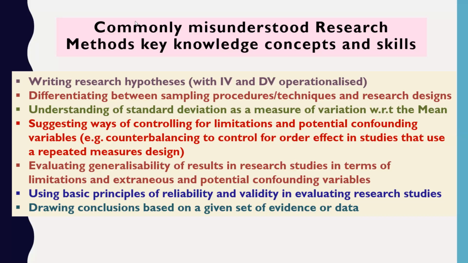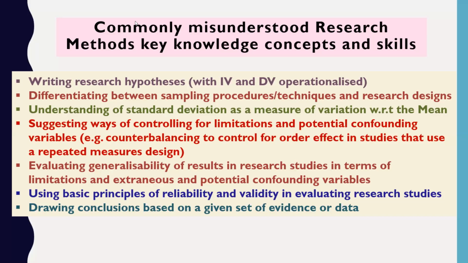Was it through convenient sampling? Was it through random sampling? Was it through stratified sampling? So those are your options there. With the research designs, we've got three main options that we look at. Was it an independent groups design that was used to organize the participants? Was it a repeated measures design, or was it a matched participants design?